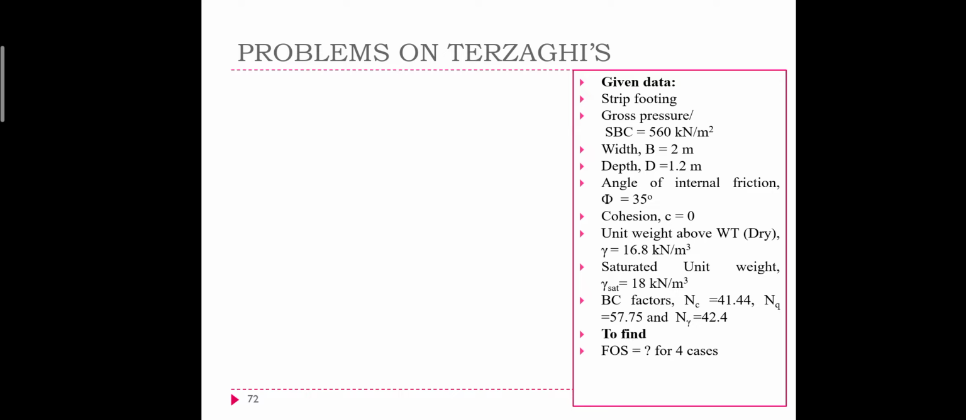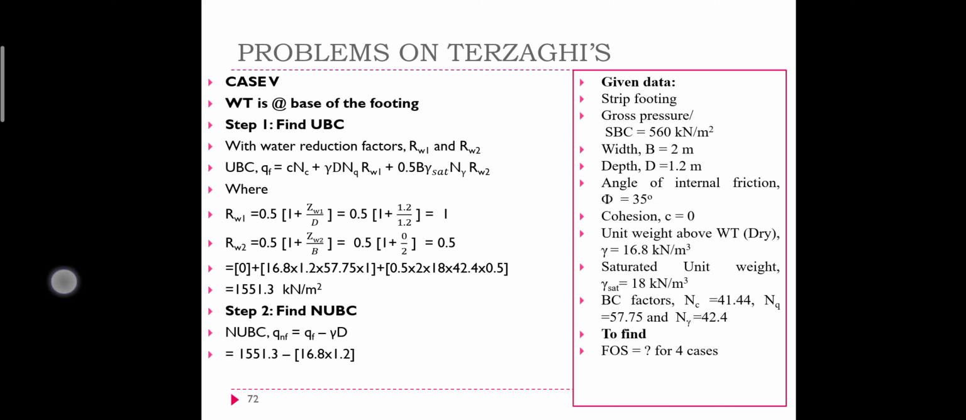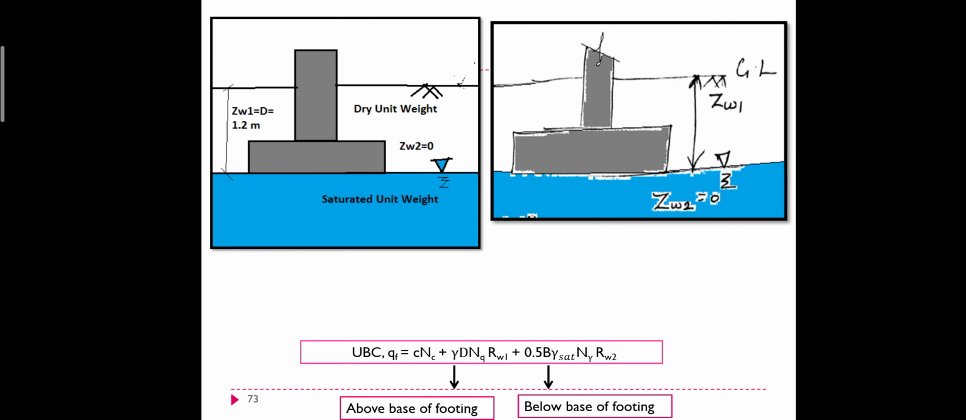The last case is water table at base of the footing. When water table is at base of the footing, you'll get this as the picture. The depth of the foundation is 1.2 meter. At the base of the footing we have the water table. So now what happens, the dry portion has dry unit weight, the wet portion has a unit weight of saturated unit weight. Now find ZW1. ZW1 is the distance from the ground level to the water table. How much is it? It is 1.2 meter.